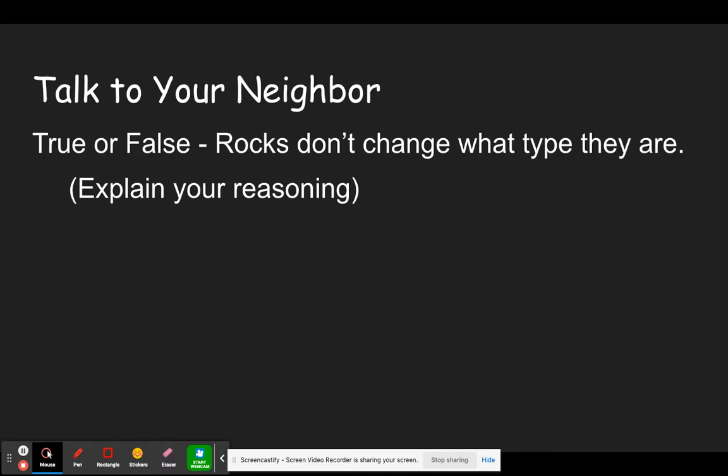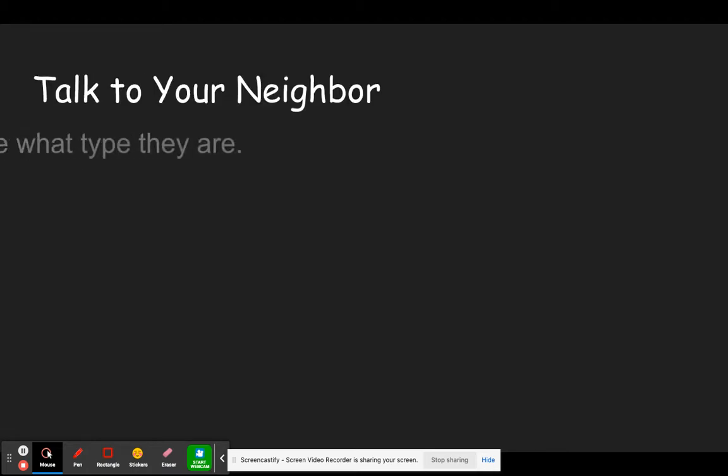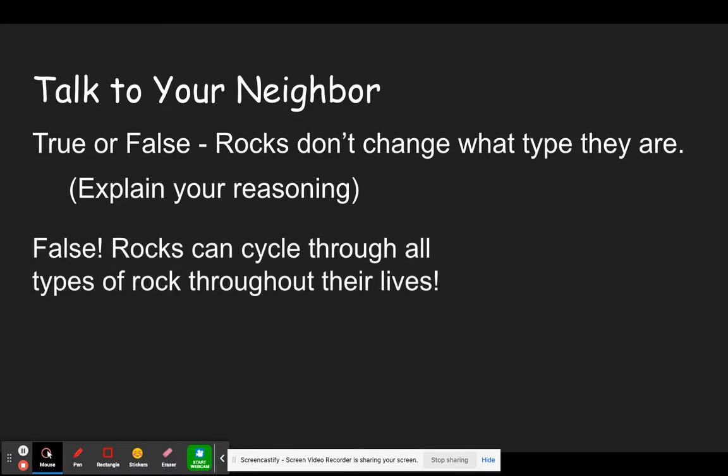Do rocks change what type they are? Like once you're an igneous rock, are you stuck being an igneous rock for time and all eternity? Once you're metamorphic, is that just what you are forever? And the answer is actually no. Rocks can cycle through all three different types of rock over and over and over and over. It's kind of like the water cycle, but not as fast.